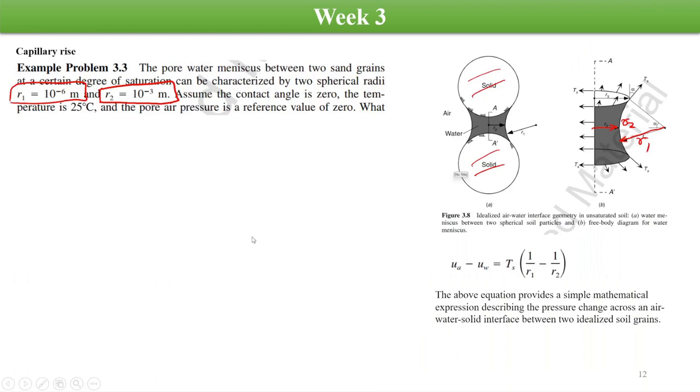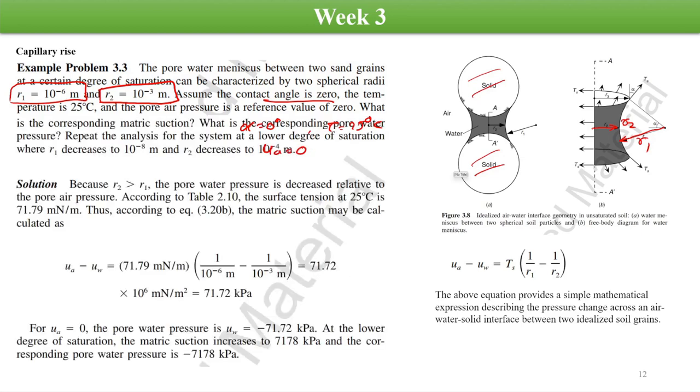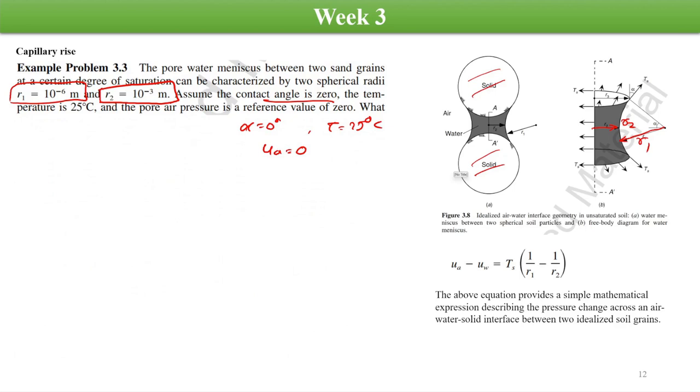Okay, so R1 and R2 are given. We are assuming that the contact angle alpha is 0 degrees, the temperature is 25 degrees Celsius, and the pore air pressure in reference value is 0. So UA is equal to 0. So let's see how we can solve it.